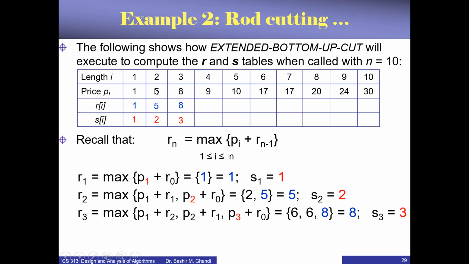P2 is 5, and R1 was 1. So again, 5 plus 1 is 6. And the last value is just P3 plus R0. Well, R0 is always 0, so we're just going to get 8. The maximum here is 8. So this is our maximum revenue for n equal to 3. At what point do we get this 8? It is when our i is equal to 3. So our S3 therefore is 3.